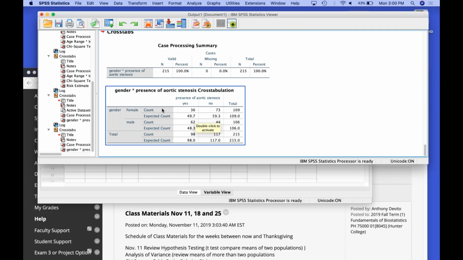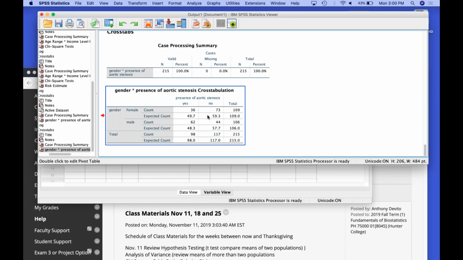You'll never get a fractional value in observed values, because the person's either going to be in one box or the other. It's not going to be a fractional person in real life, right? So they're always going to be whole numbers. So this is what my expected values and my observed values look like.